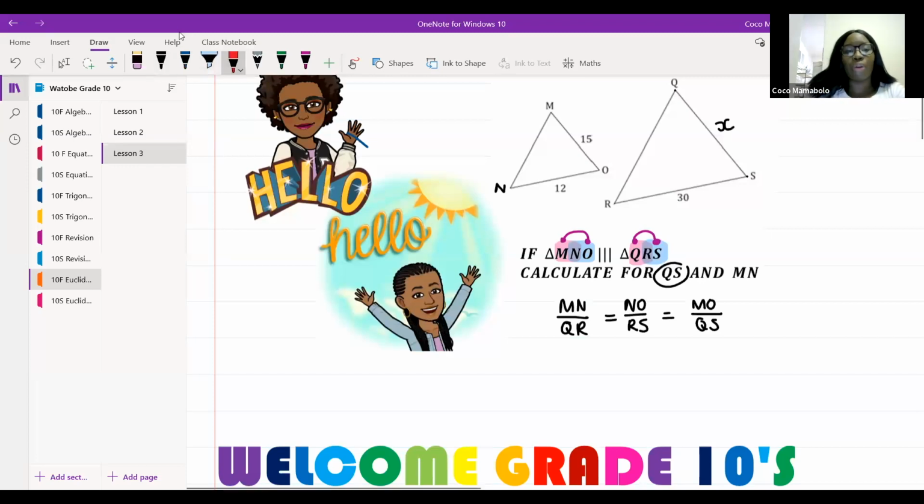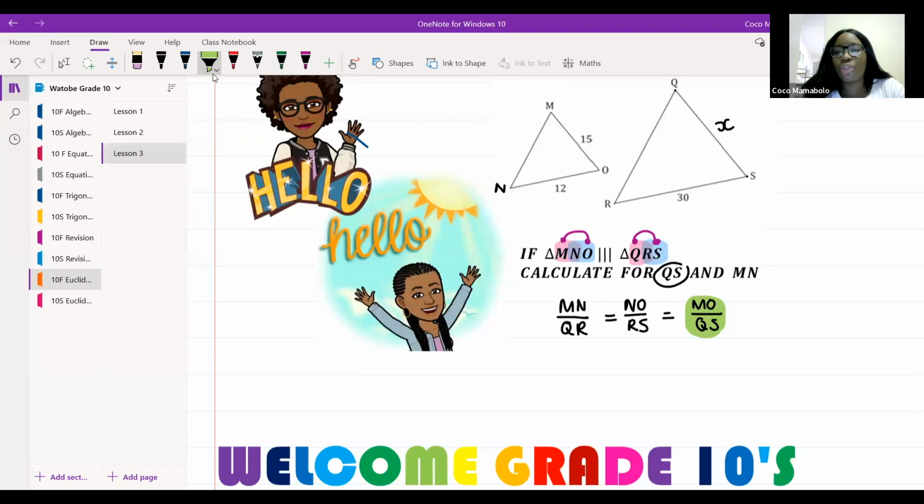So then I'm gonna go, let me see. I know that I want to find QS, so I need to use this because it has QS in it. So I need it so that I can find out what QS is. Okay. Which other two sides do I have that I can use?